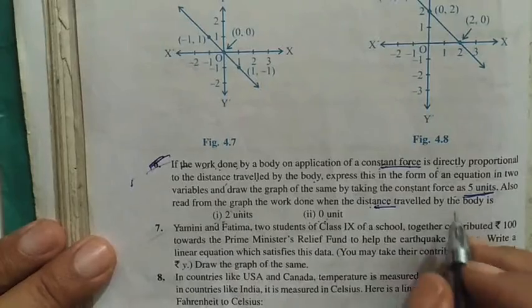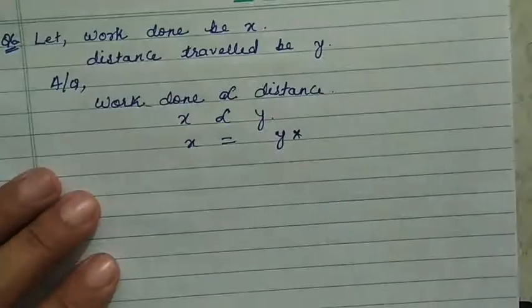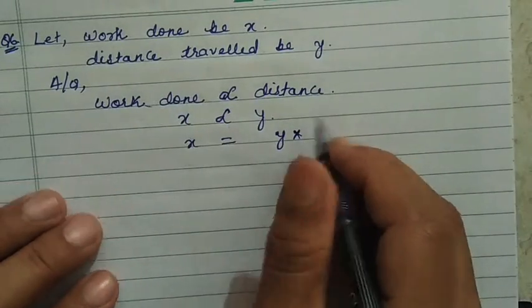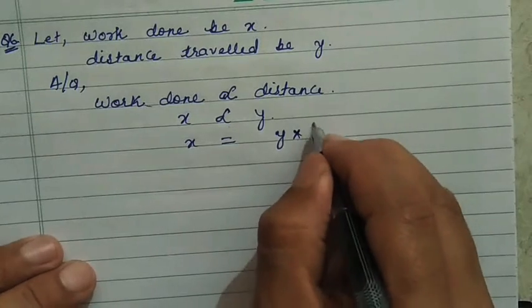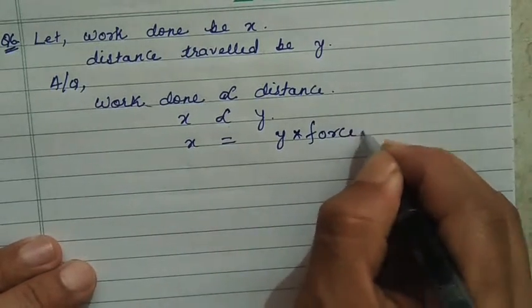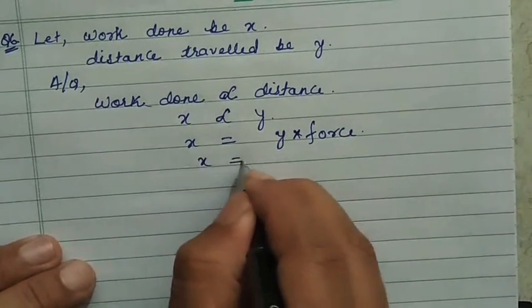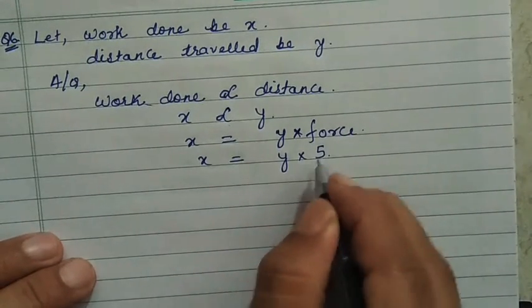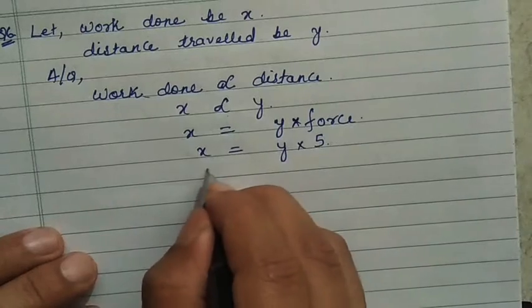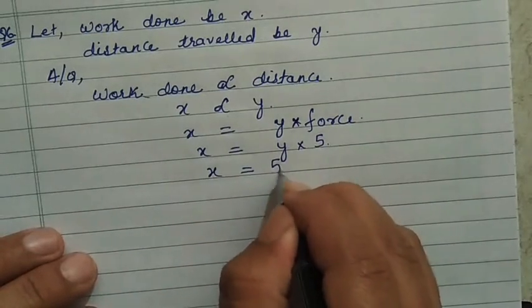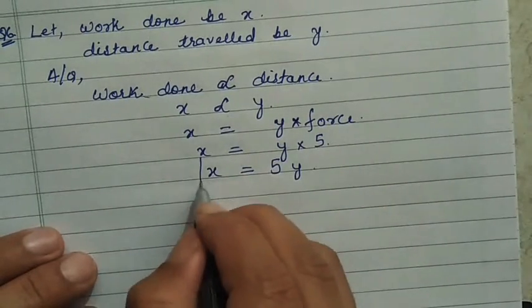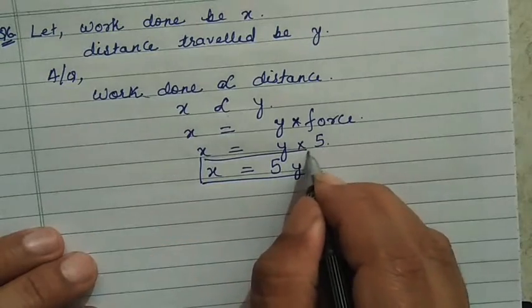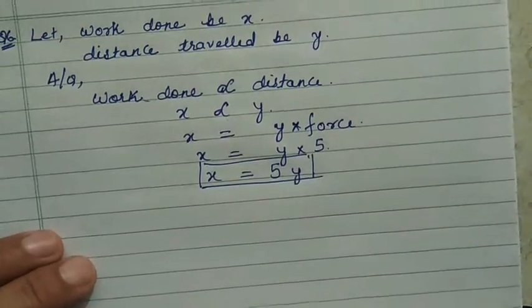Okay, so the constant will be force, so we put the constant of force, and in the question the value of the constant force is given as 5, so it will be y into 5. So x will be y into 5, which is 5y. So this is the equation, and using this equation we will plot the graph.